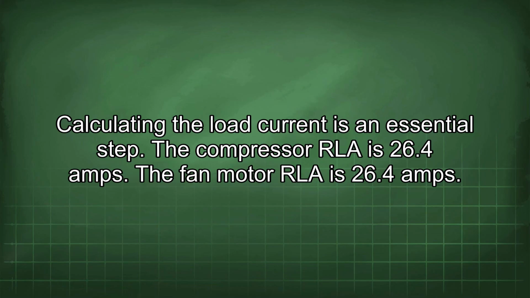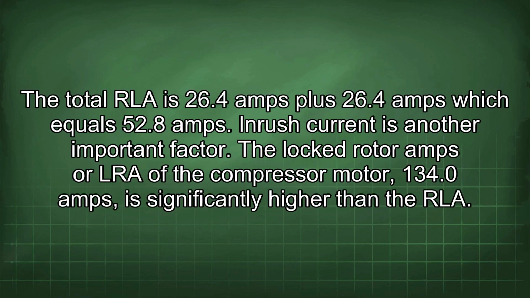Calculating the load current is an essential step. The compressor RLA is 26.4 amps. The fan motor RLA is 26.4 amps. The total RLA is 26.4 amps plus 26.4 amps, which equals 52.8 amps.